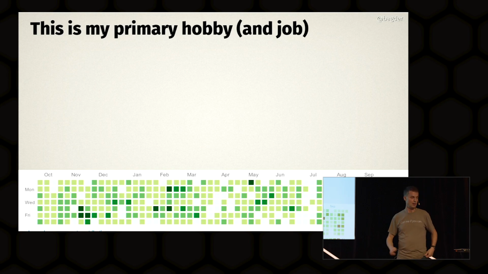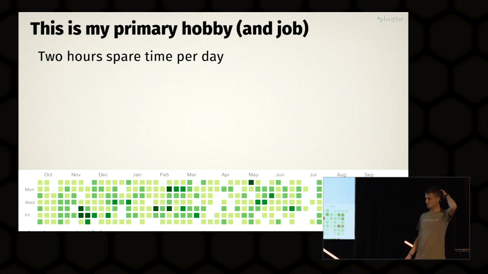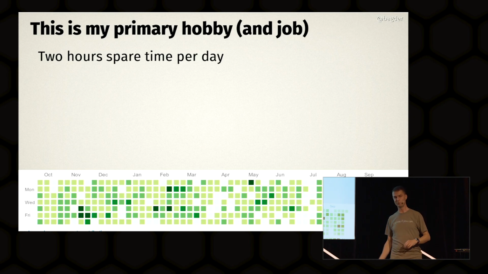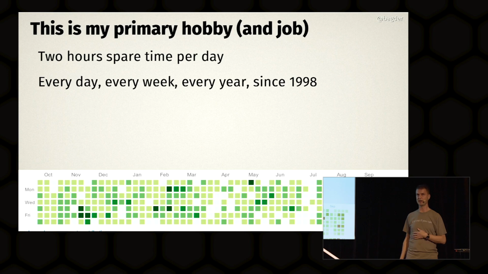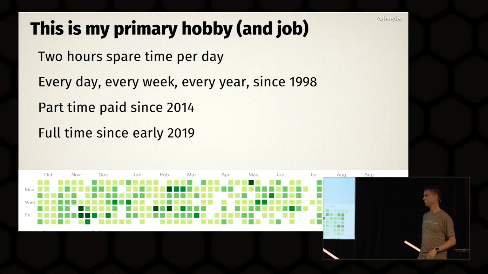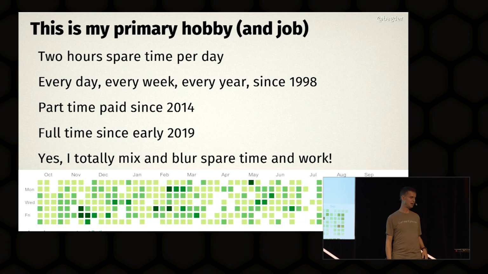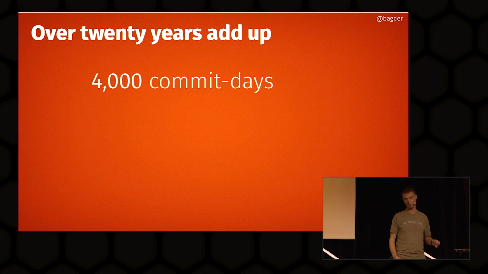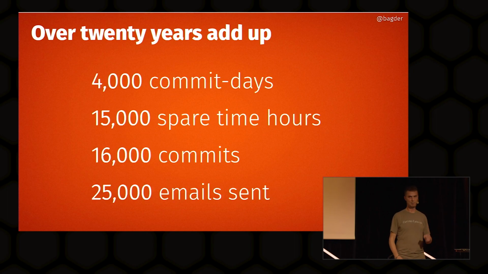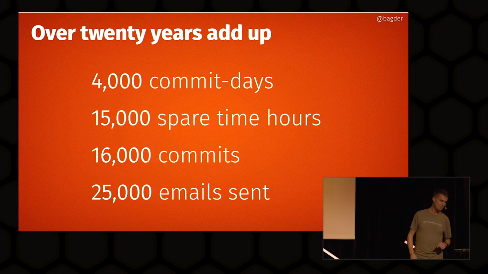Okay, this is me. I do this. This is my primary hobby. People ask me how I can keep doing this after 22 years, but this is my hobby, and everyone needs a hobby. So I've done it about 2 hours per day since 1998. And nowadays I actually do it 8 hours a day first, and then 2 hours a day. So I can do it a lot. So yeah, I mix work and spare time. It's awesome. It makes you get a GitHub contribution pattern like that. And whatever you do for 20-something years, it adds up, right? The numbers are pretty high. So yes, it's a lot of time and a lot of commits, and I've sent a lot of emails, actually.